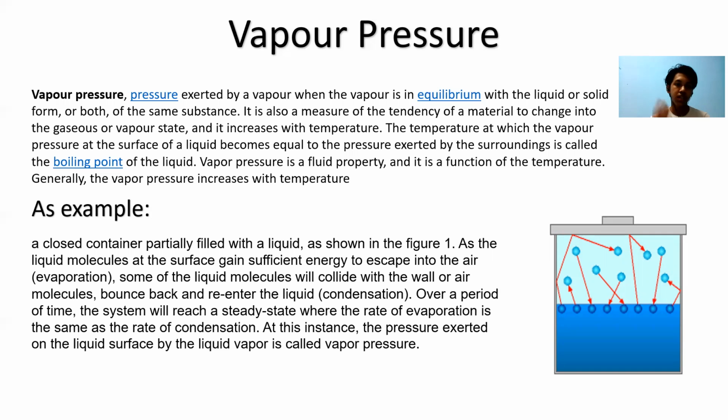As an example, we can see a closed container, which is right here, filled with liquid. As the liquid molecules at the surface gain sufficient energy to escape into the air, which is evaporation, some of the liquid molecules will collide with the air molecules and bounce back to re-enter the liquid, which is condensation. Over a period of time, the system will reach a steady state where the rate of evaporation is the same as the rate of condensation. At this instant, the pressure exerted on the liquid surface by the liquid vapor is called vapor pressure.